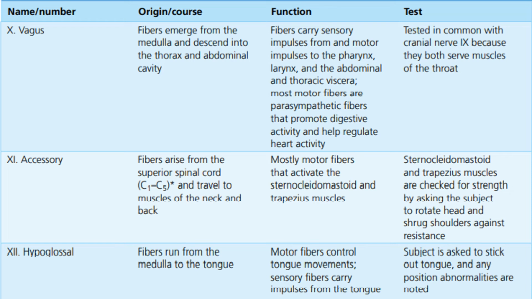Number 12 is the hypoglossal nerve. These fibers run from the medulla to the tongue. Motor fibers control tongue movements. Sensory fibers carry impulses from the tongue. So these were the 12 cranial nerves.